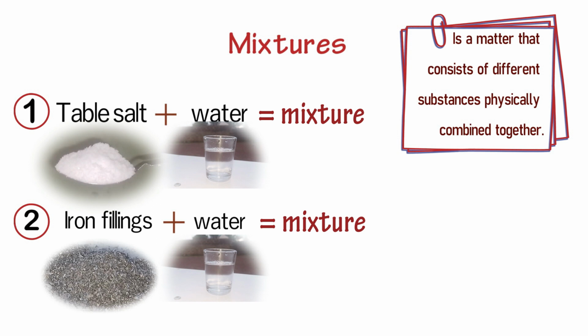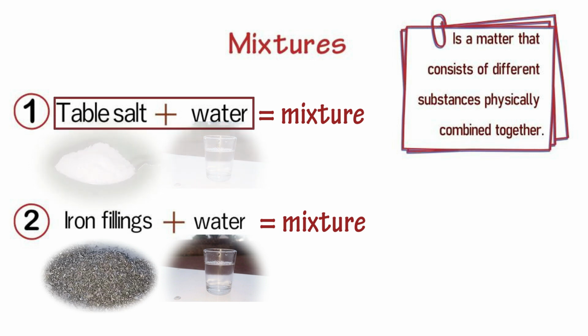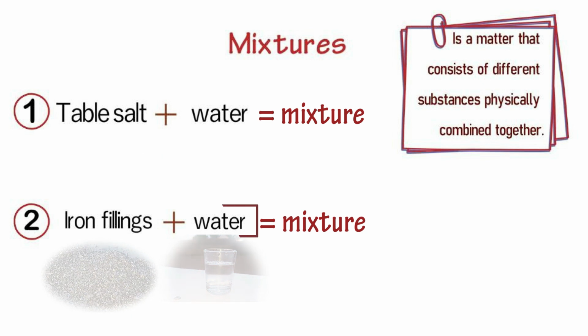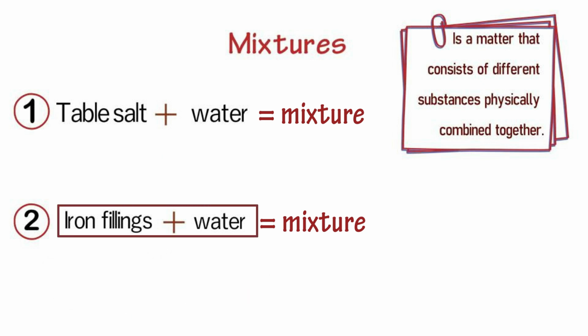The substances here are said to be physically combined together because their combination does not result in formation of a new substance. And because they are physically combined, they can be separated by physical methods. Salt and water can be separated by distillation. A mixture of iron filings and water can be separated by filtration, magnetization, or distillation.